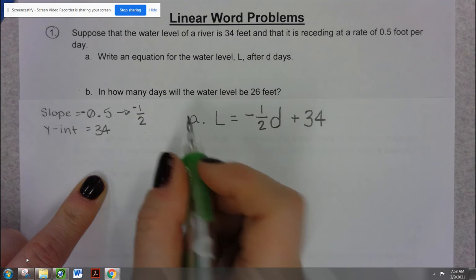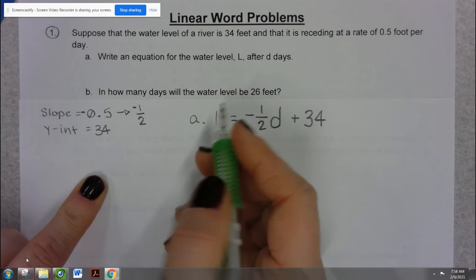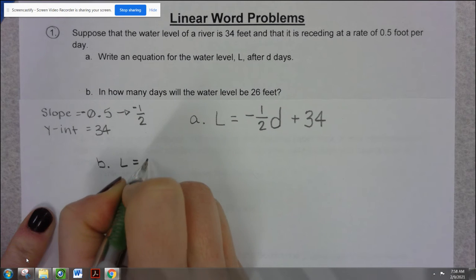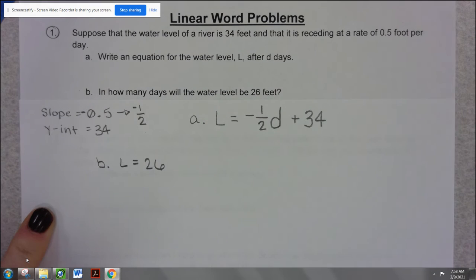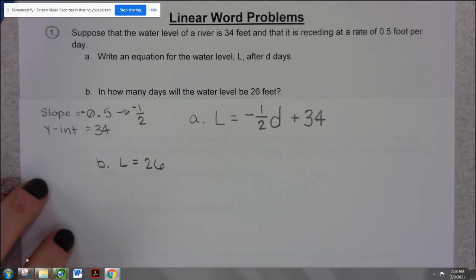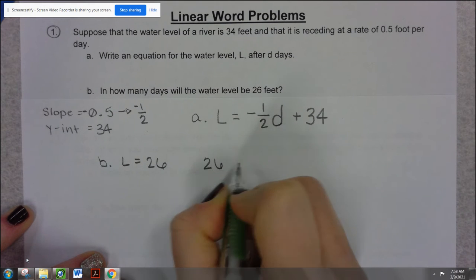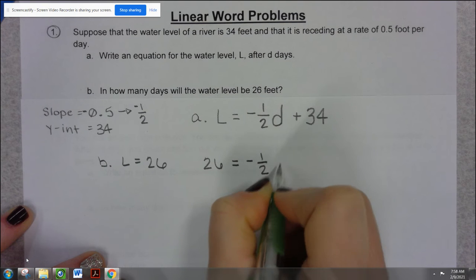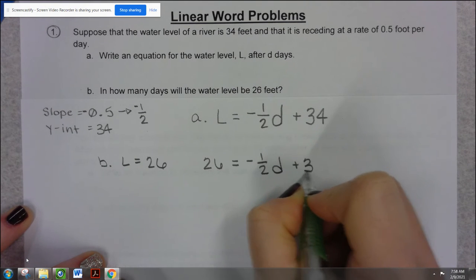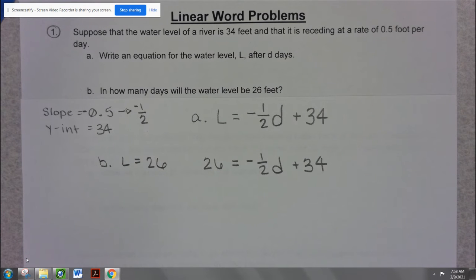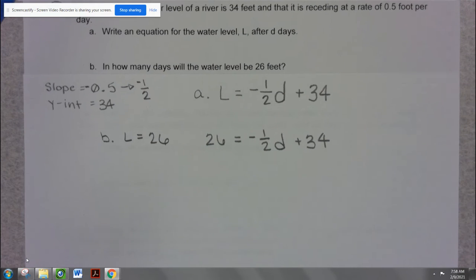Now for part B, it's asking me when the water level is going to be 26 feet. So for part B, I know that L is 26. So my goal is to work backwards and find how many days that took. So I'm going to have 26 equals negative 1/2 D plus 34. Now keep in mind, these are examples of questions that could be on calculator inactive, so you need to be able to do this without the use of a calculator.